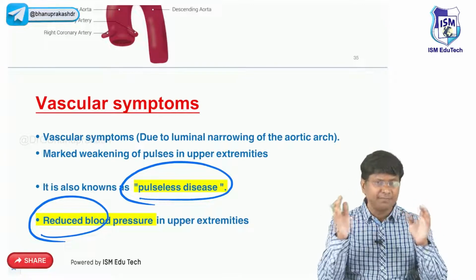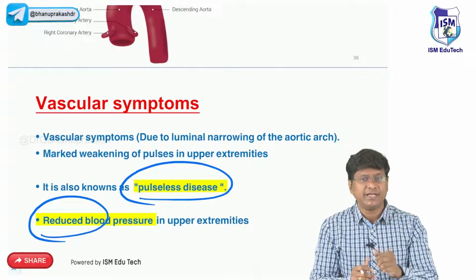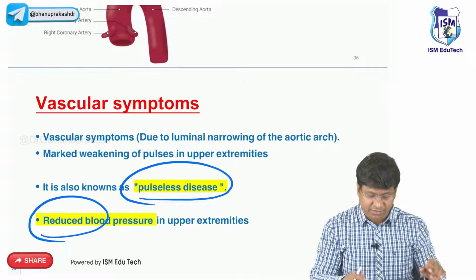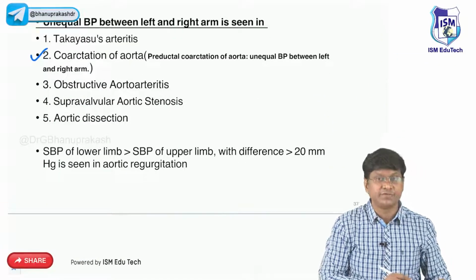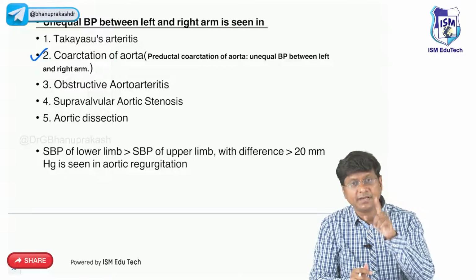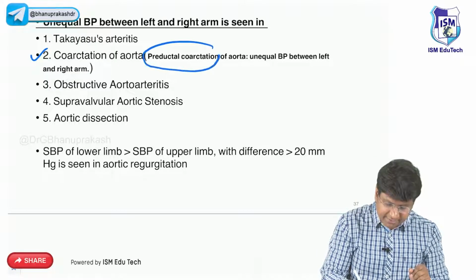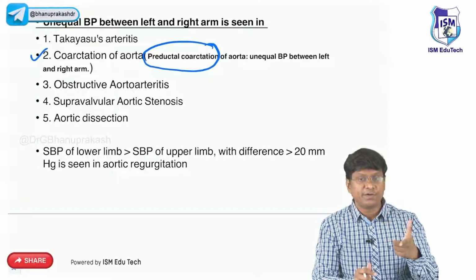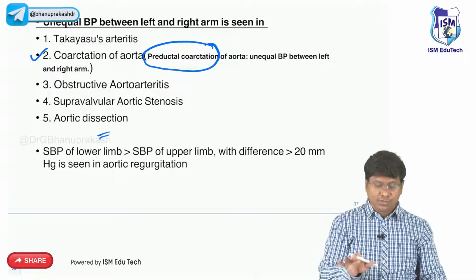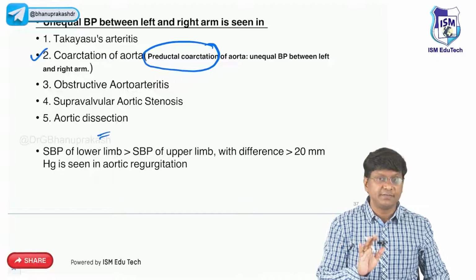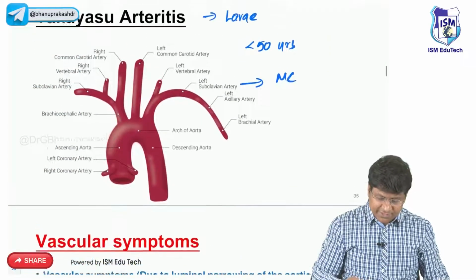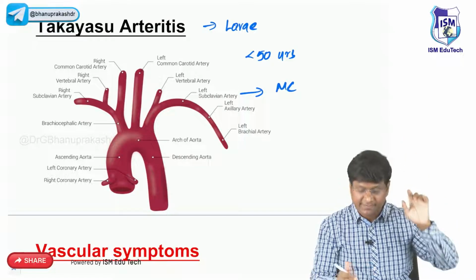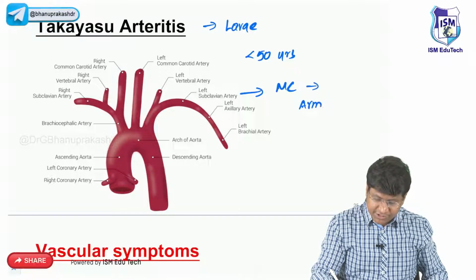Now, there are many other conditions where you have unequal blood pressure between the right and left arm. One example is Takayasu arteritis. Next to Takayasu arteritis, another condition is coarctation of aorta. But the only thing you need to remember is that this coarctation should be preductal. The other conditions are obstructive aortoarteritis, supravalvular aortic stenosis, and aortic dissection. So these are the conditions where you can have unequal blood pressure between the two arms. Now, what will be the clinical manifestations? Because of the involvement of the subclavian artery, the blood supply to the upper limb will be reduced, and thereby the patient will present with arm claudication.